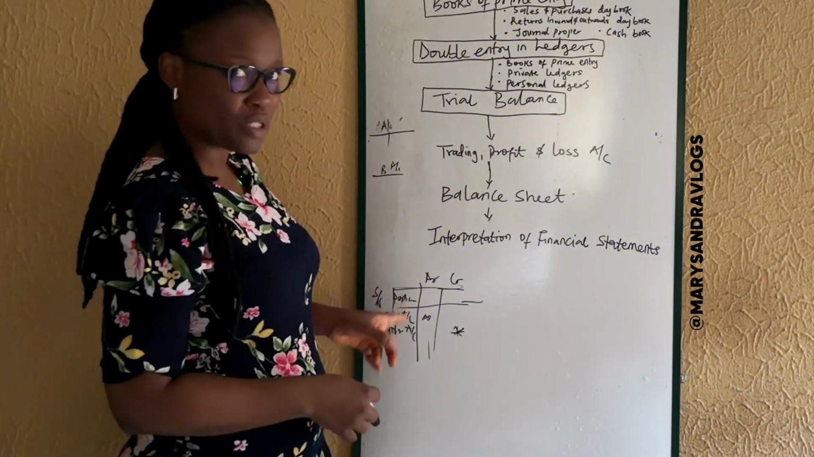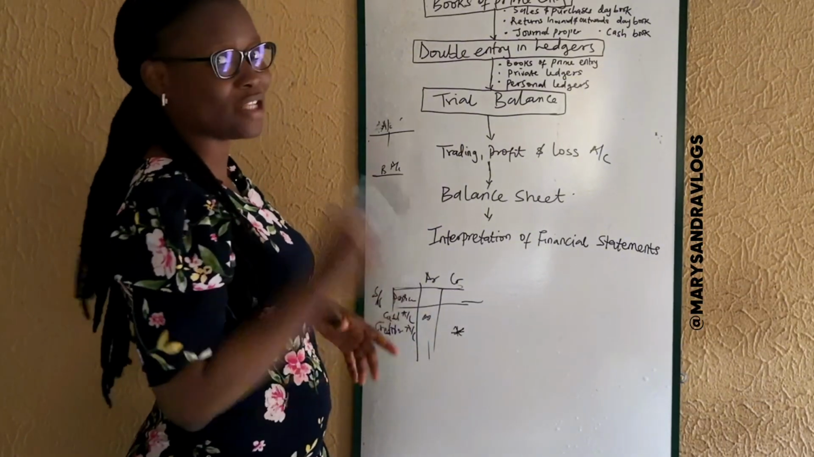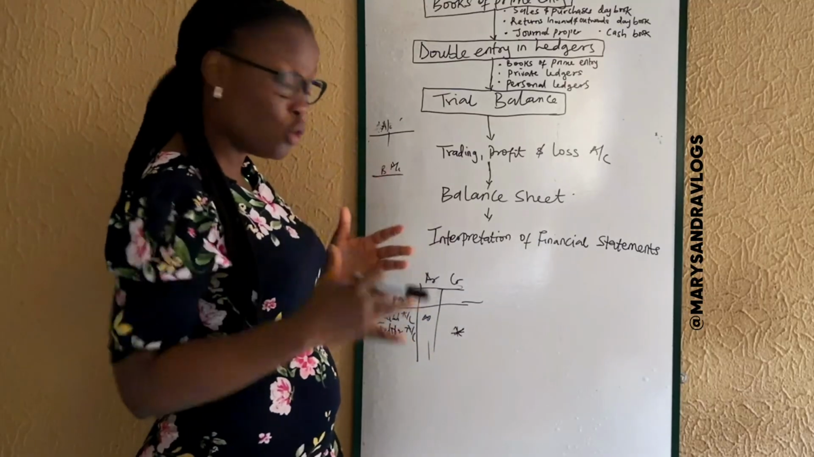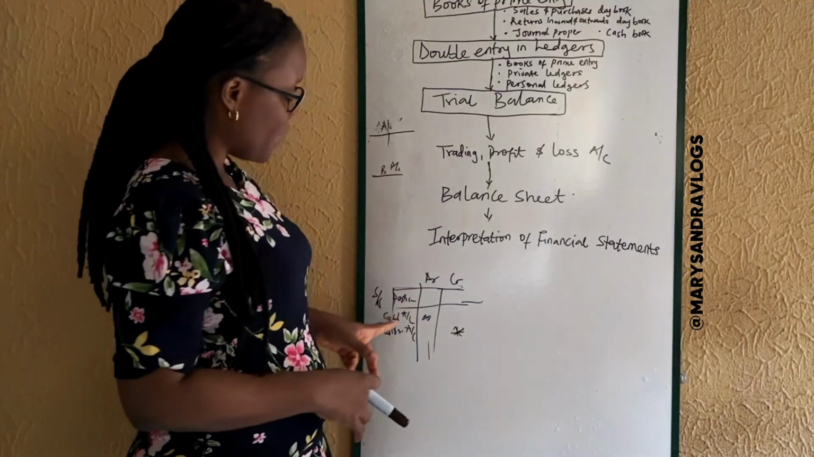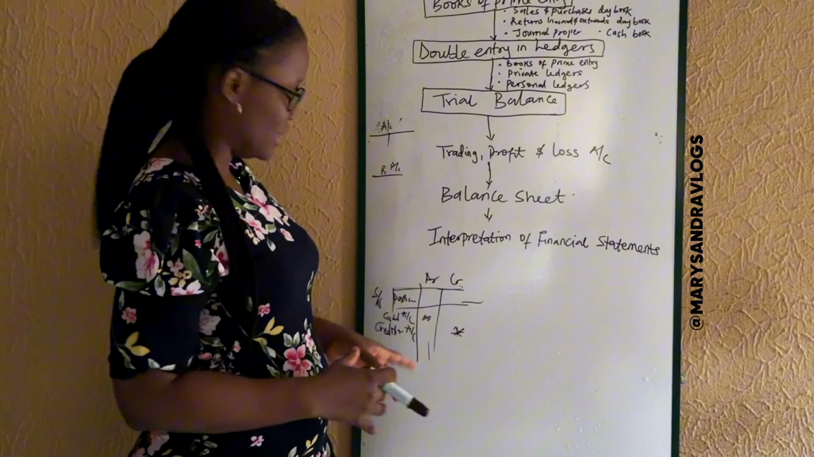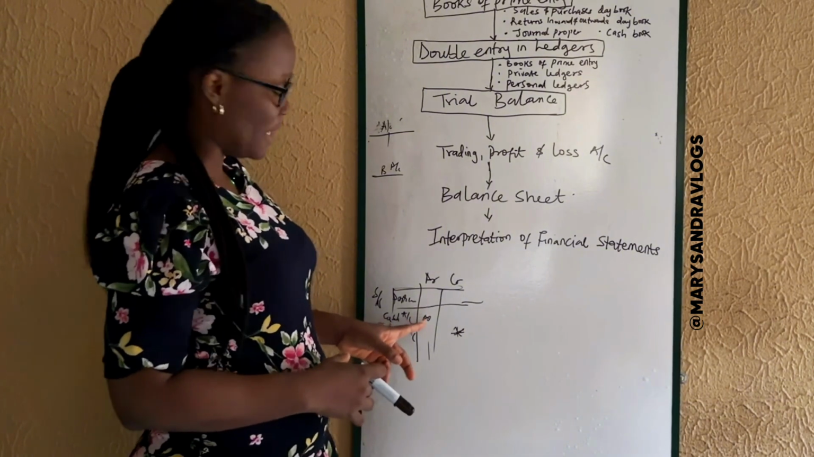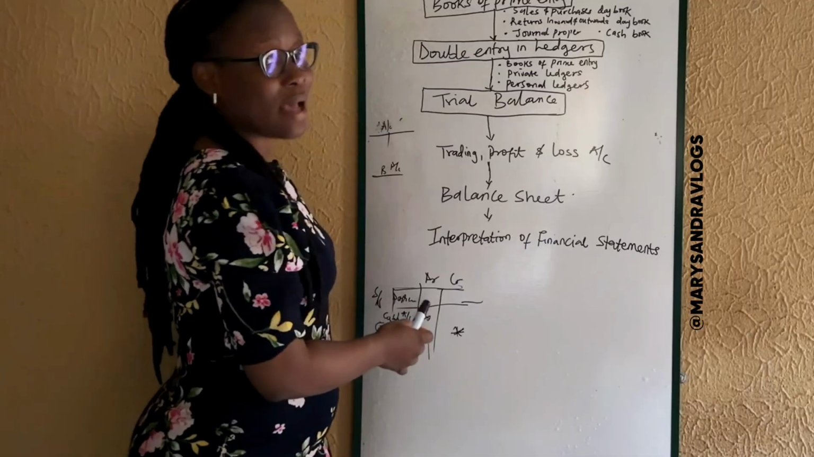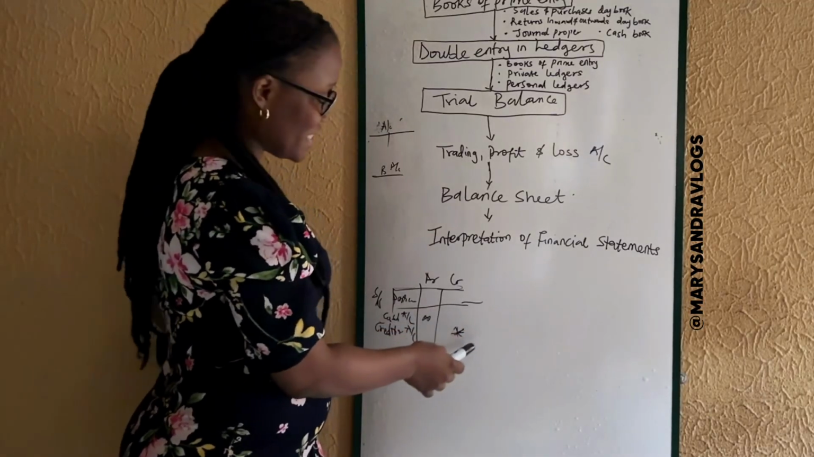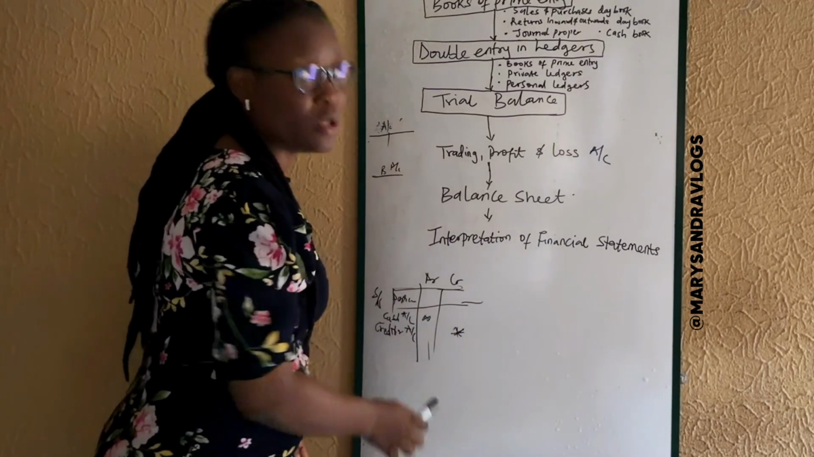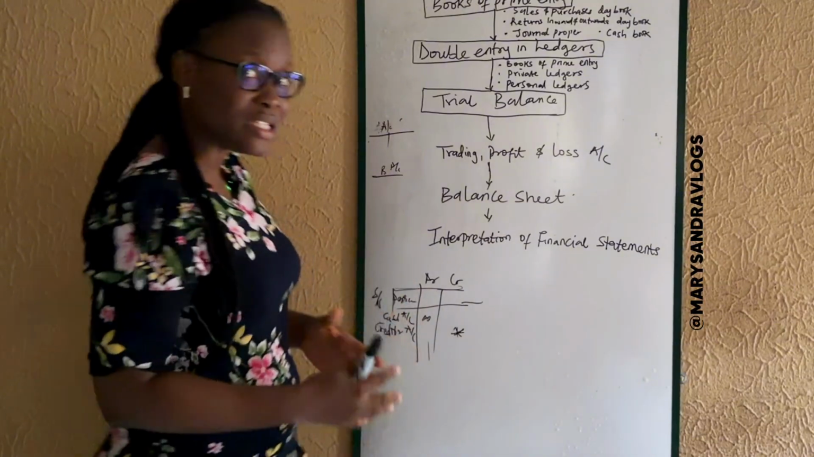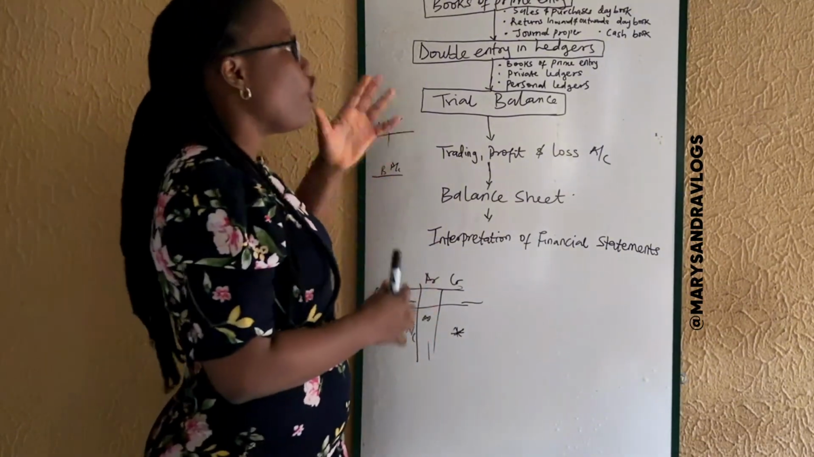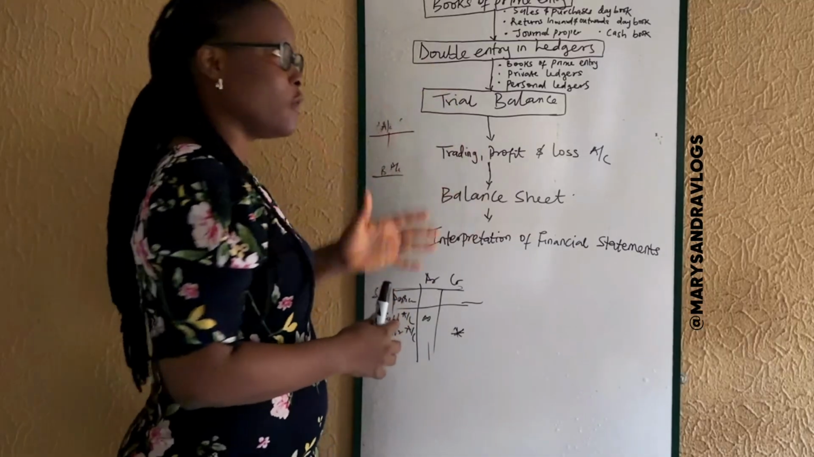If you have accurately posted all transactions, knowing fully well that a transaction affects two accounts, a debit and a credit, and after closing all your ledgers, you come here and put the final balances in your trial balance. It means at the end of the day, if your debit side and your credit side have the same value, it means that to a very good extent, the arithmetical accuracy of your double entry principle is correct.